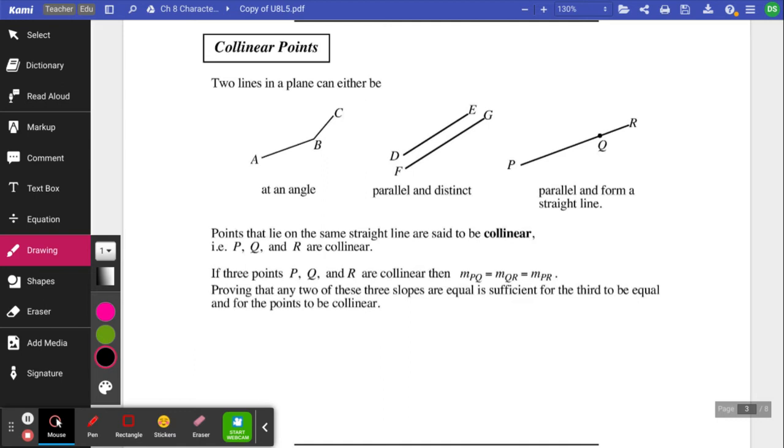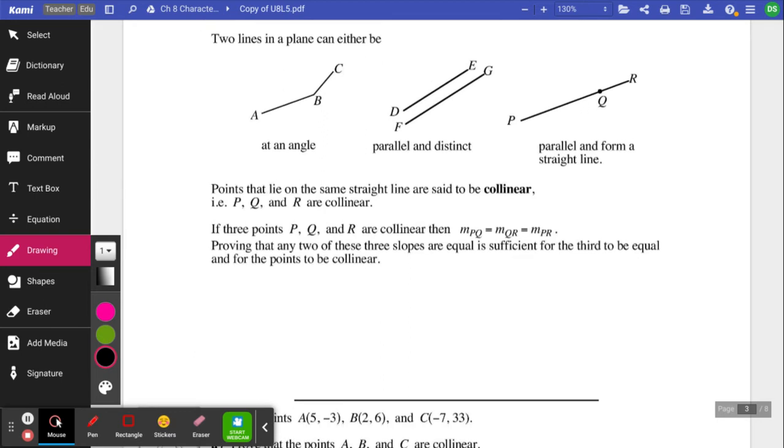So 2 lines in a plane can either be at an angle. Here's your 2 lines. They can be parallel and distinct, totally separate, or they can actually line up together. It's not rocket science. Points that lie on the same straight line are said to be collinear. They're together on the line, okay? Got it? P, Q, and R are collinear.